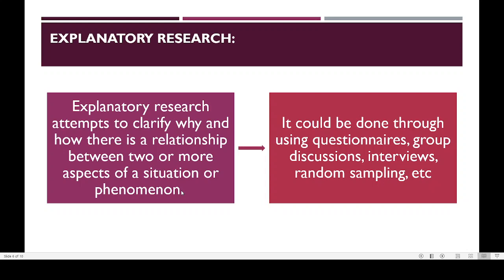Now there is another type of research known as explanatory research. It looks at how two situations are related. For example, if you look at the waves of the ocean, the high tide and low tide, there is some relationship with the movement of the moon. So there are two different situations: one is the movement of the moon, the other is the presence of high tide and low tide.